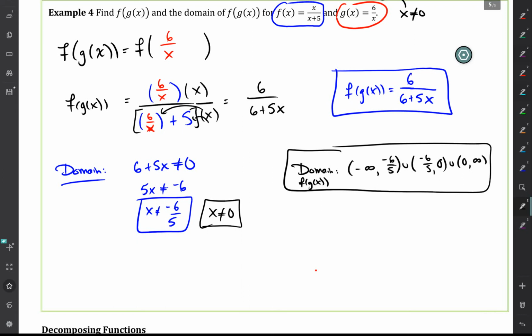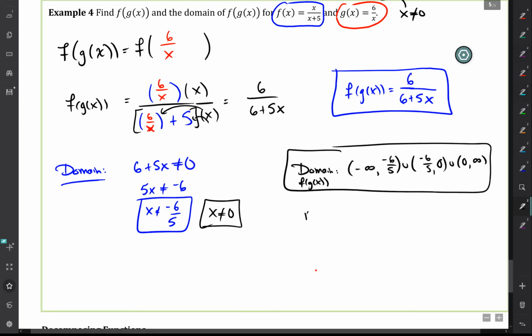So in general, to define the domain, you need to do a two-step process. You need to determine the domain of g of x, and then you determine the domain of the composition f of g of x. And then the domain is going to be the intersection of those two.